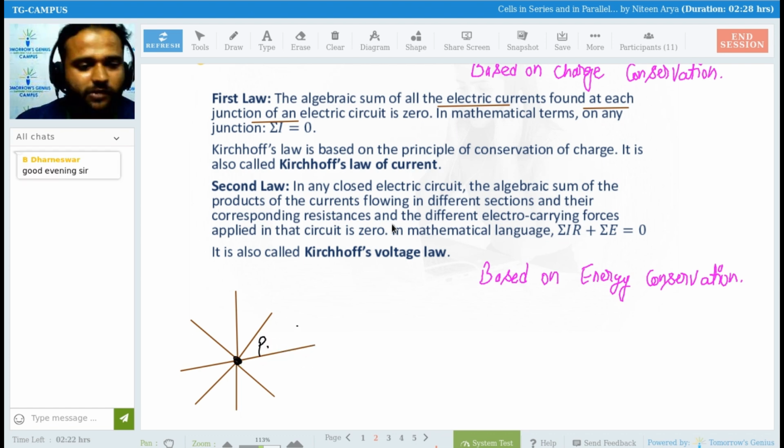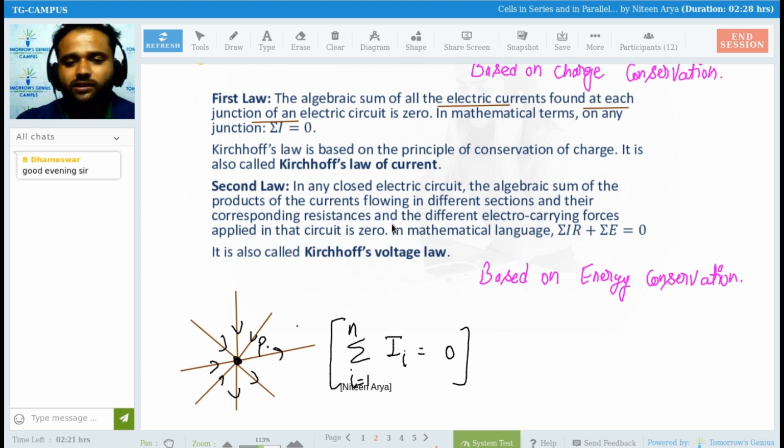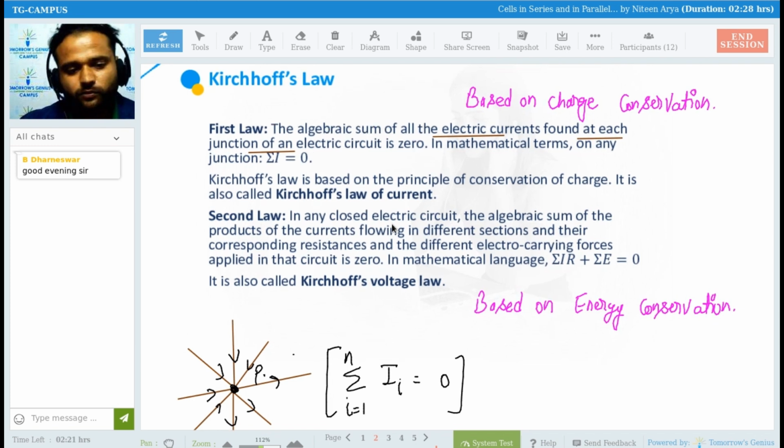So here, if n currents are coming inside, like this, suppose 1, 2, 3, 4, and some are going out, the net summation of I from 1 to n is 0. Means at a junction, some current is going inward and some current is going outward, so the net sum of all the currents is 0. This is Kirchhoff's law, based on the principle of conservation of charge, as we already discussed in the previous class. It is also called Kirchhoff's law of current.